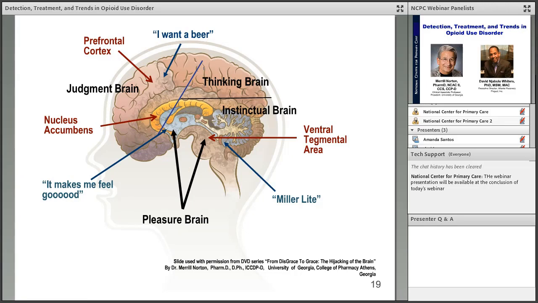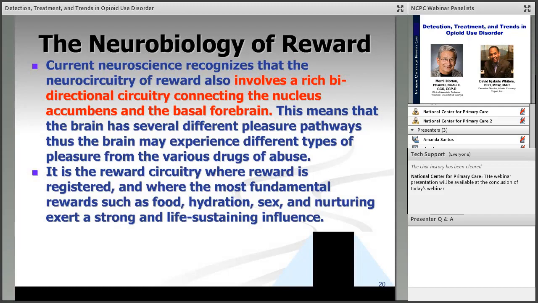But in addiction, what happens, the neurobiology of reward, the science has recognized that the circuitry involves a rich bidirectional circuitry between the nucleus accumbens and the basal forebrain. This means the brain has several different pathways to experience different types of pleasure from various drugs. And people ask me about behavioral addictions, food, and gambling, all very similar. They have different types of pathways, but it's the same basic system. It is the reward circuitry where the reward is registered, and the most fundamental rewards such as food, hydration, sex, and nurturing exert a strong and life-sustaining influence.